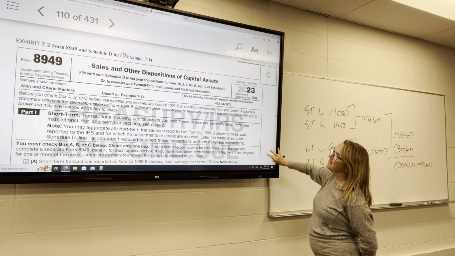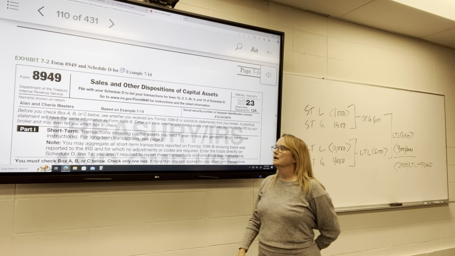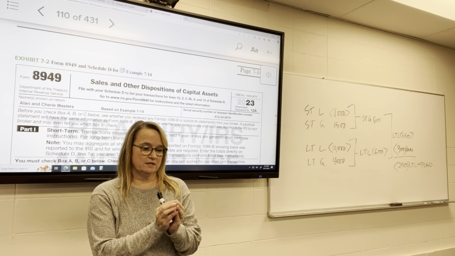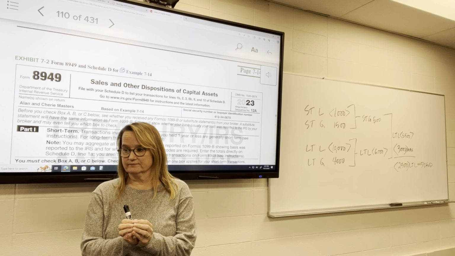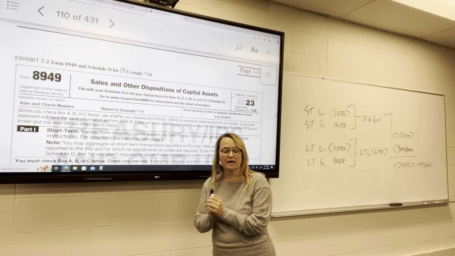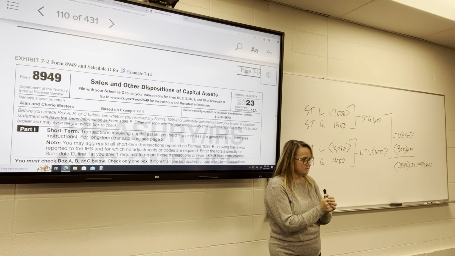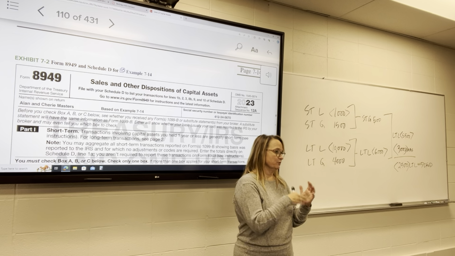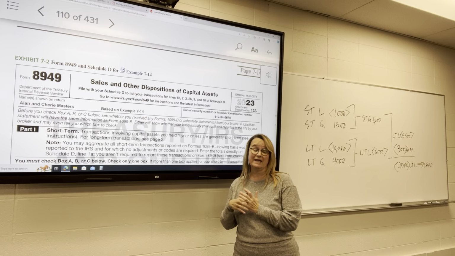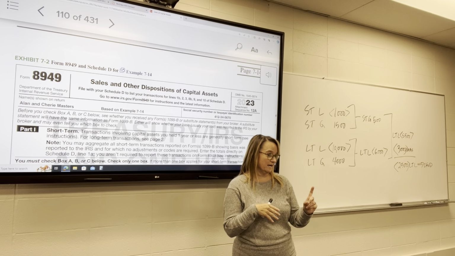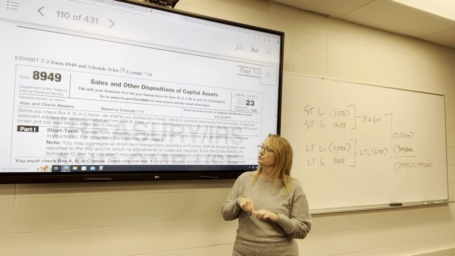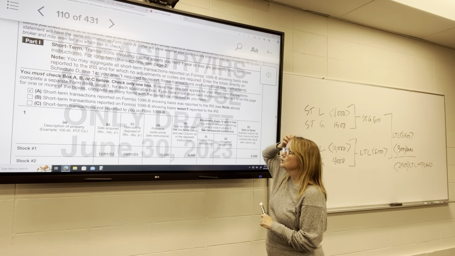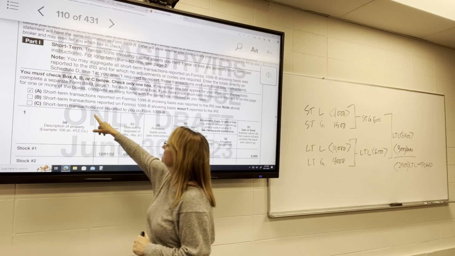Okay, so I hadn't mentioned the 8949. The 8949 is kind of a source document for the Schedule D. So when you've got capital assets, the first form you fill out is the 8949. You may have several Form 8949s for one tax return. You'll see that on this 8949, you've got some choices up here.